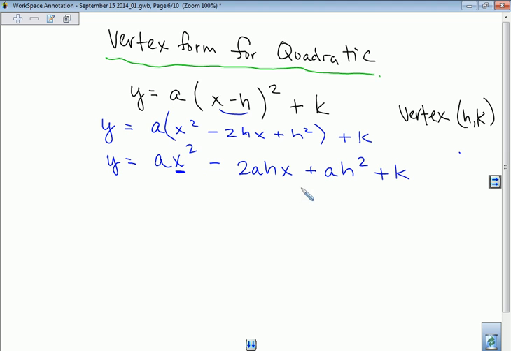Did I miss something? Yes. Why is it ahx? Because I distributed this a. And right here, when you double the product to get the middle term, you get 2hx. And that's where that came from.